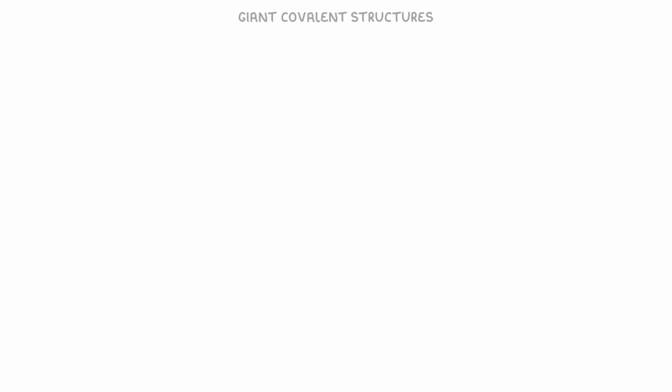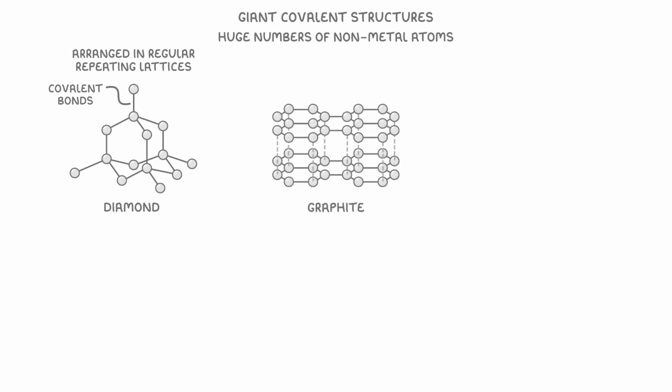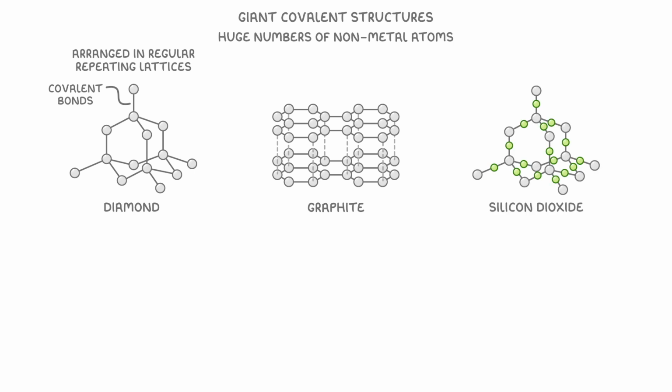So moving on to giant covalent structures. These are made of huge numbers of non-metal atoms that are all bonded to each other by covalent bonds. And they're generally arranged into regular repeating lattices, which just means that their structure kind of repeats over and over. The three important examples are diamond, graphite, and silicon dioxide.